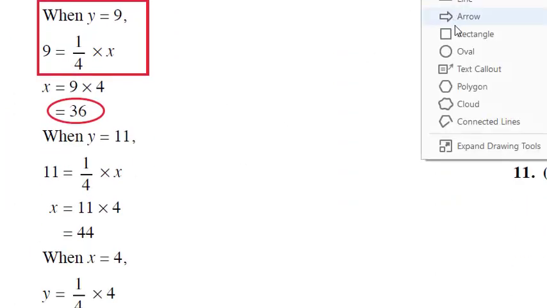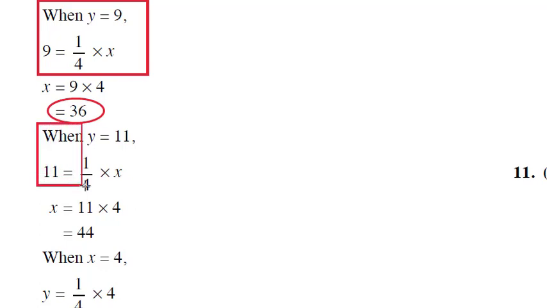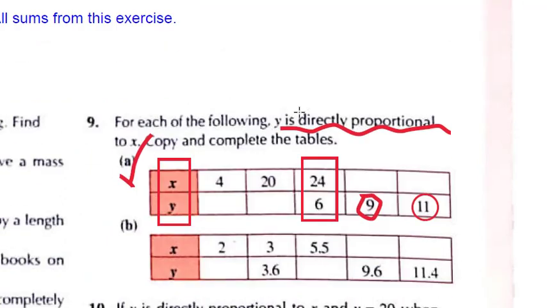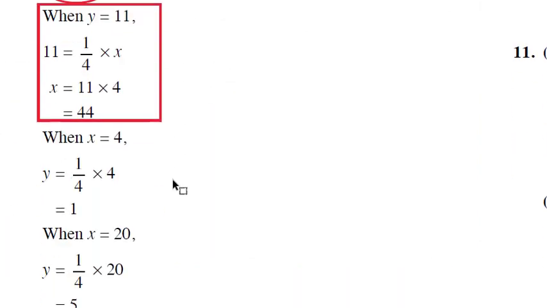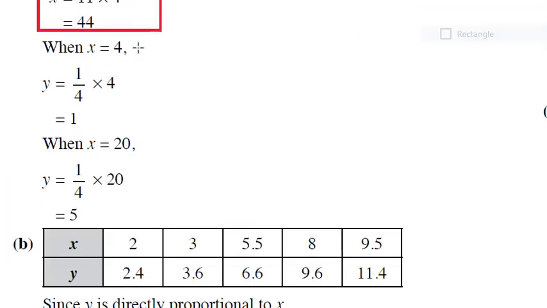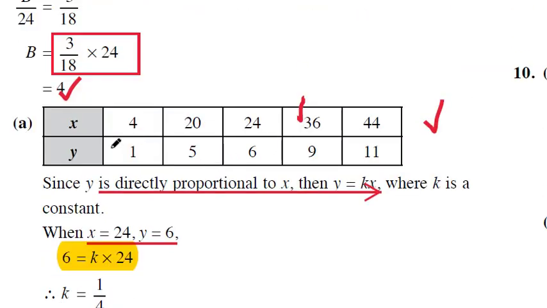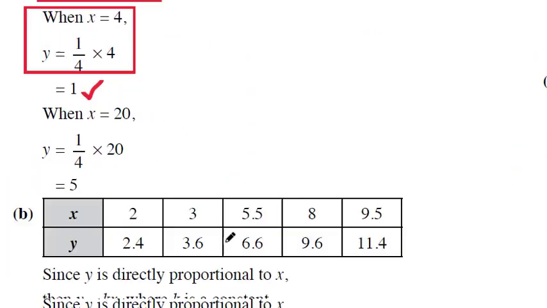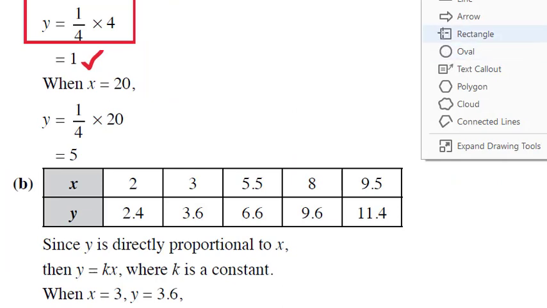And in the first cell, for x equals 4, you have to find the value of y. So instead of x, you may use 4 in the connecting equation of x and y, where y equals 1 by 4 multiplied with 4, and if you calculate this, you will get 1. Then in the second cell, the value of x is given, that is 20, and you have to find the value of y. If you calculate 1/4 into 20, then you will get 5.